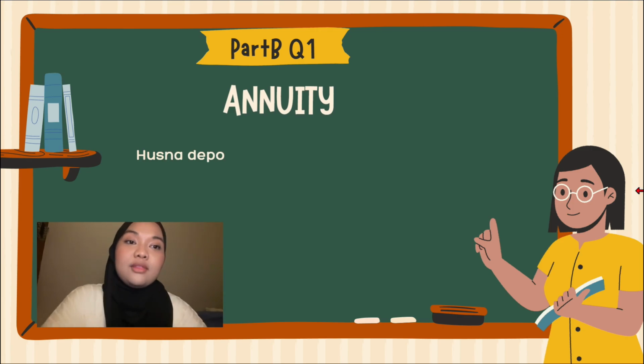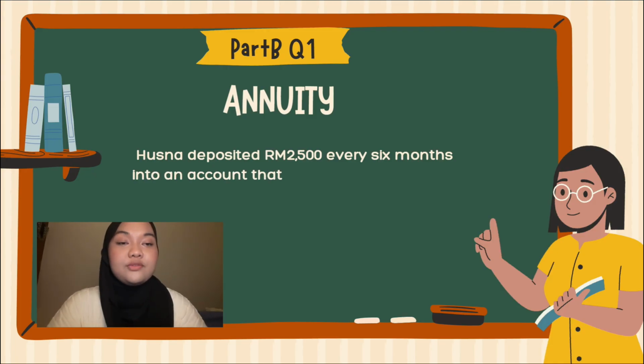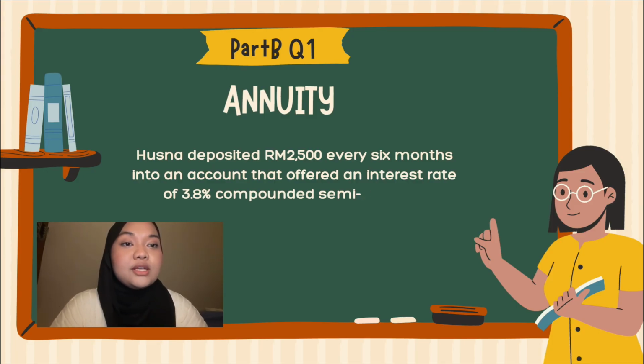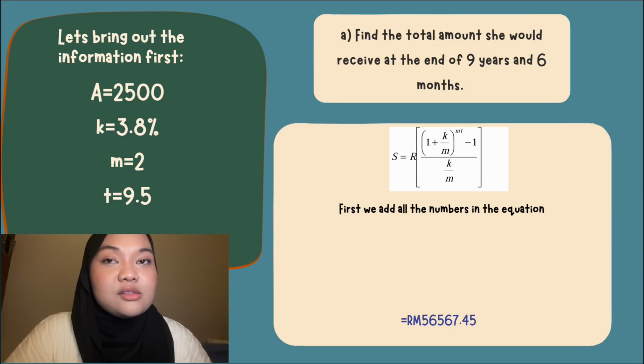Hi everyone, so let's move to another chapter, which is chapter 4 Annuity. First of all, let's take a look at question 1 part B. I'm going to read the question first. Husna deposit 2,500 ringgit every 6 months into an account that offer an interest rate of 3.8% compounded semi-annually. The total amount she will receive at the end of 9 years 6 months.